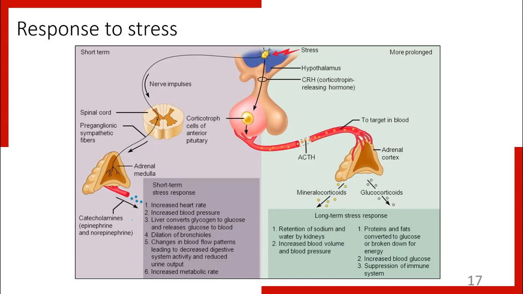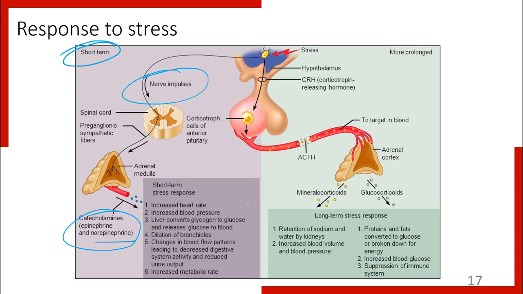When we look at this, what we can see is the response to stress. So our body has two different responses to stress. One is short term, that's mediated by the sympathetic arm of the autonomic nervous system. And the short term response to stress will involve the release of norepinephrine as a neurotransmitter and the release of epinephrine and norepinephrine as hormones from the adrenal medulla.